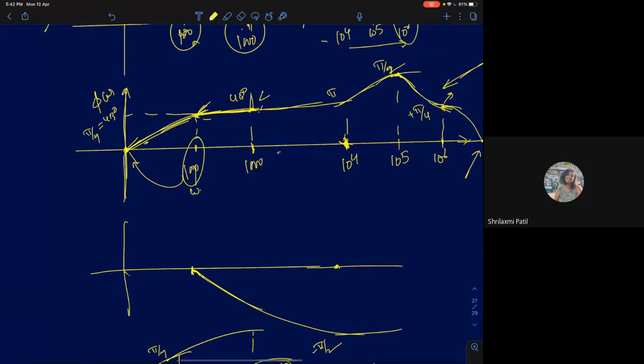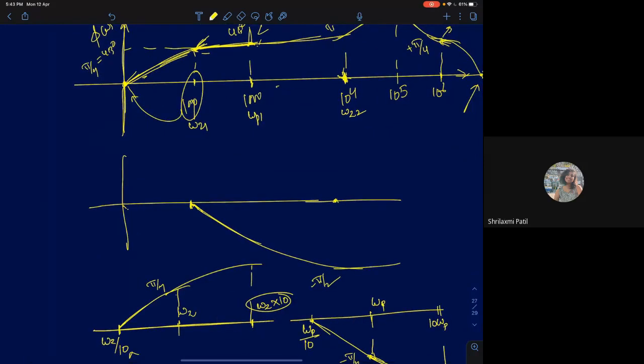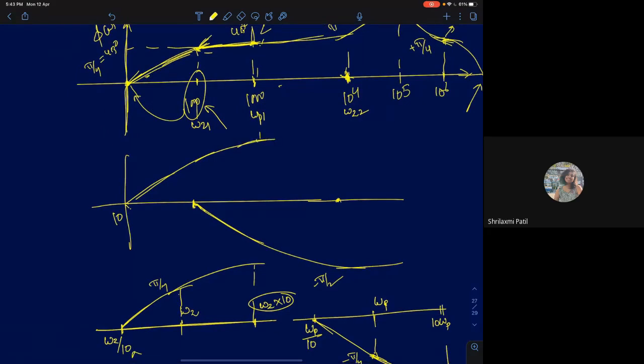This is a 0 here, this is 0 1, this is a pole here, and this is a 0 again, 0 2. Because we had a 0 at 100, let's assume I'm starting my graph from 10 radians per second. It will increase slowly and reach a maximum value at 1000. 1 decade away, it will reach a value of plus pi by 2. And at omega equal to omega z, it will reach a value of plus pi by 4.